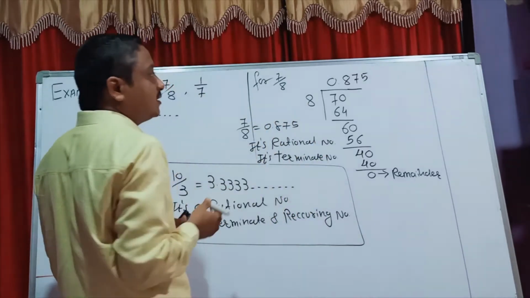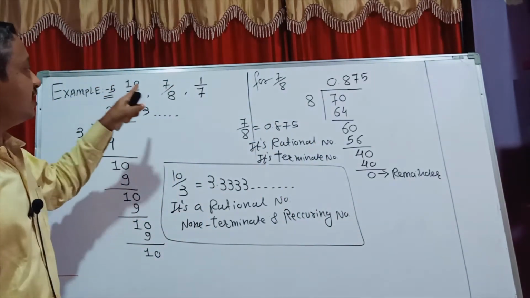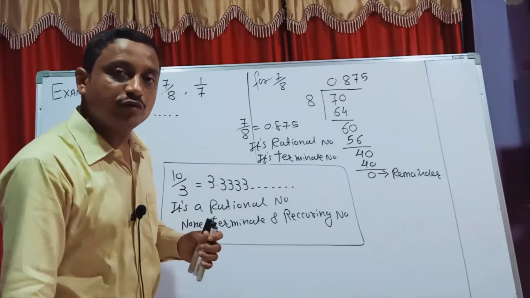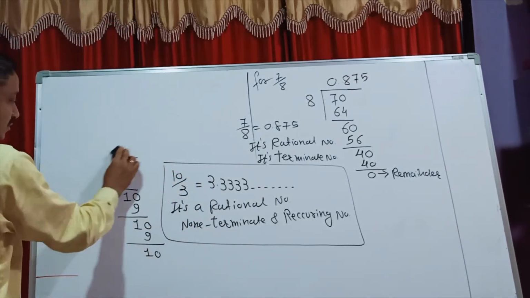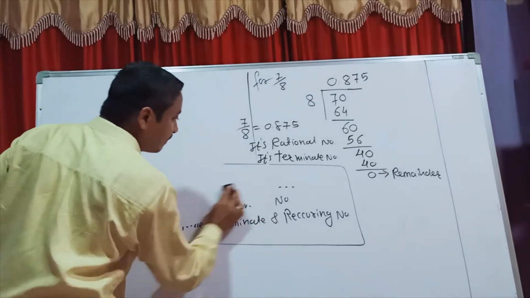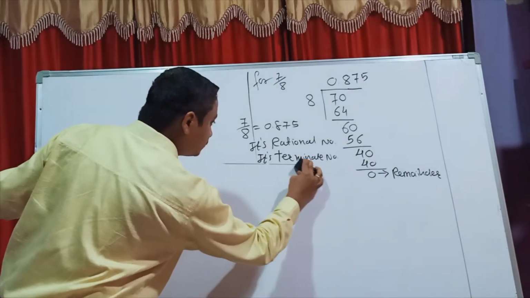Yes students, these are the two specialities for 10 by 3 and 7 by 8. Don't worry, one more numerical I will check: 1 by 7. Same as before, going ahead with 1 by 7.